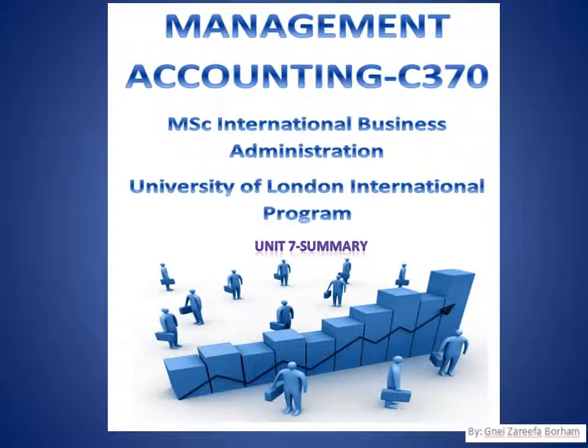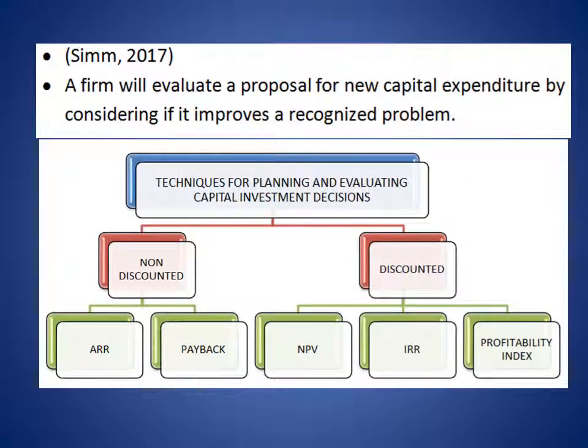Management Accounting C370 Unit 7 Summary. According to SIM 2017, a firm will evaluate a proposal for new capital expenditure by considering if it improves a recognized problem. In this case, there are several techniques used for planning and evaluating capital investment decisions, both non-discounted and discounted. Non-discounted techniques include ARR and payback. Discounted techniques include NPV, IRR, and profitability index.